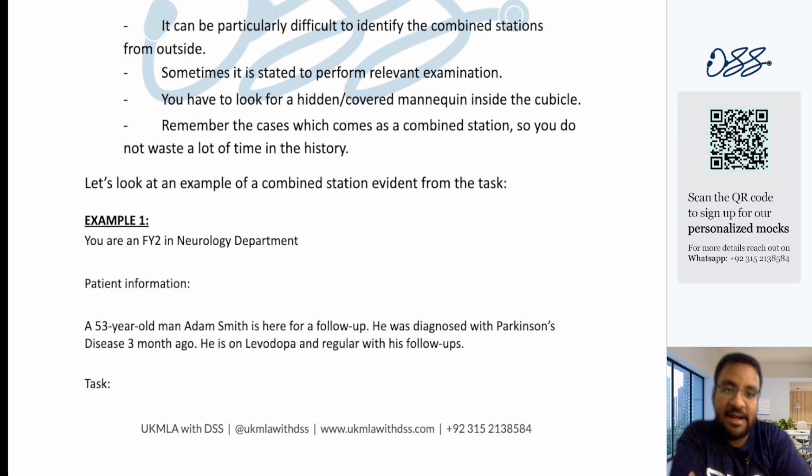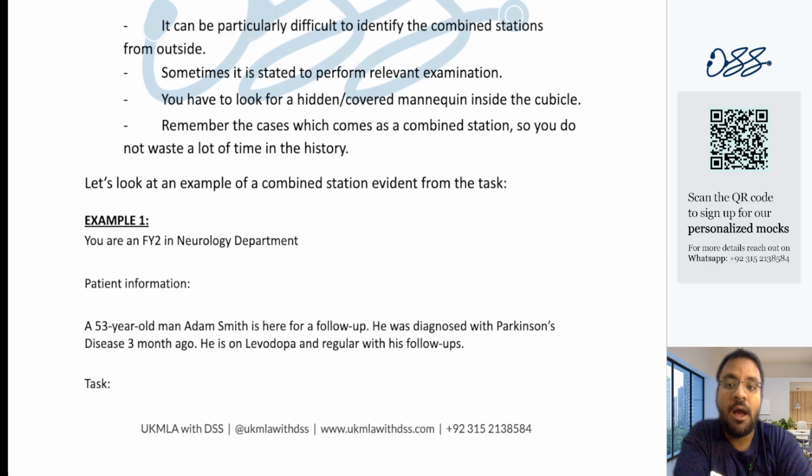But when you go inside, there is a very strong possibility that you may see a mannequin placed next to the examiner on the table. That should ring a bell that there is a mannequin placed over here, and you may have to perform some examinations. But often it happens that they hide the mannequin, as I said, and it's very late until you realize that this is supposed to be a combined session.